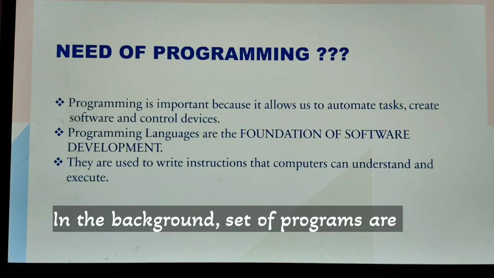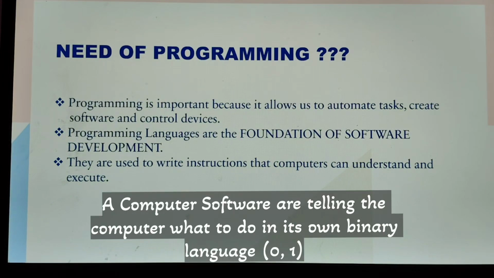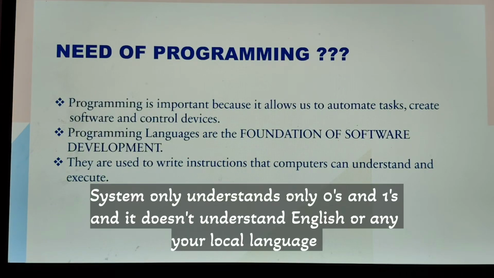In the background, a set of programs is working in order to perform that particular one click for saving a file. A computer software, or set of programs, tells the computer what to do in its own binary language. We know that binary language contains only zeros and ones. The system only understands its binary language, which contains zeros and ones. Whenever you try to do some task in your system, computers actually do not understand English. They only understand binary language, as I just said.